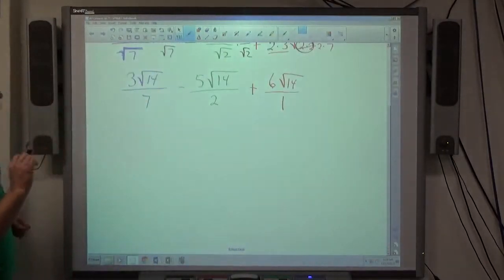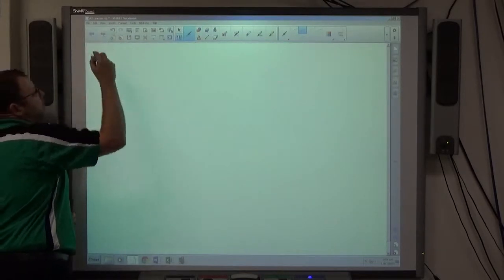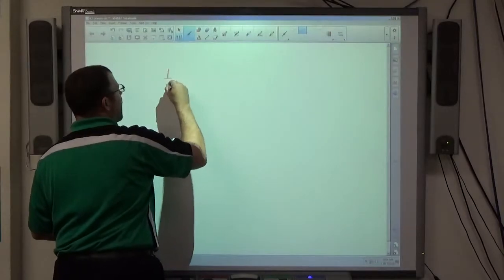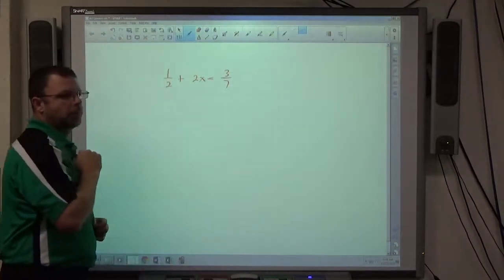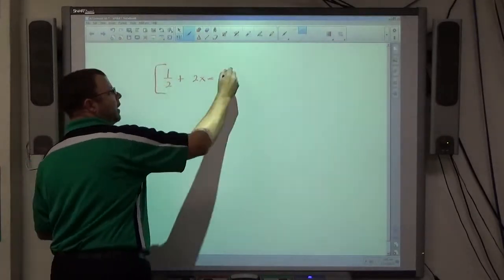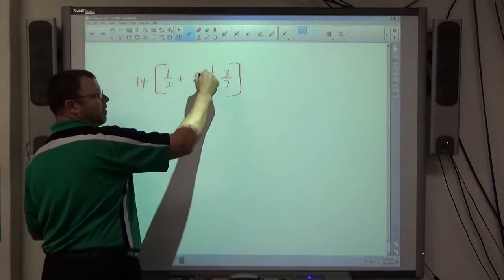Let me just clarify one thing real quick also. You cannot get rid of the fractions on these problems. There's no equal sign in this problem. Okay? What some of you believe is this. If I have 1/2 plus 2x equals 3/7, I can multiply everything by 14 to get rid of the fractions, right? Because it's an equation, that's legal.